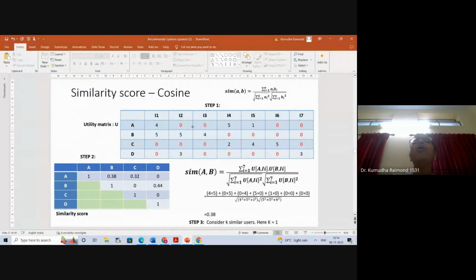You see here, all the gaps have been filled with zeros. Now I'm going to find out the similarity between A and B. Here, A is a user and a particular item, and B is also a user and a particular item. So here, you see how the numerator is. It is the summation of i equals 1 to n, where n is 7, of A_i into B_i, which is between two users with the particular item.